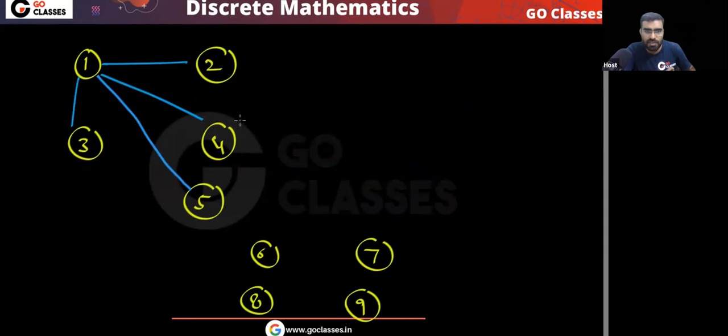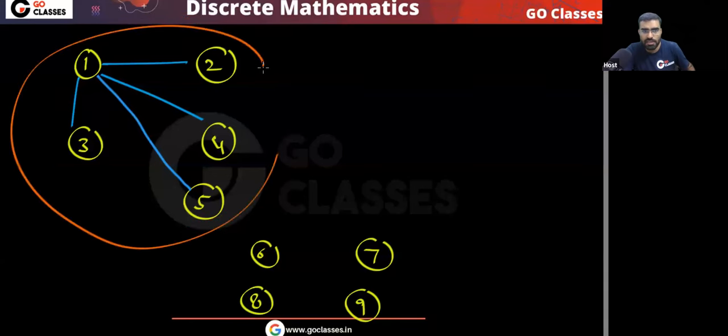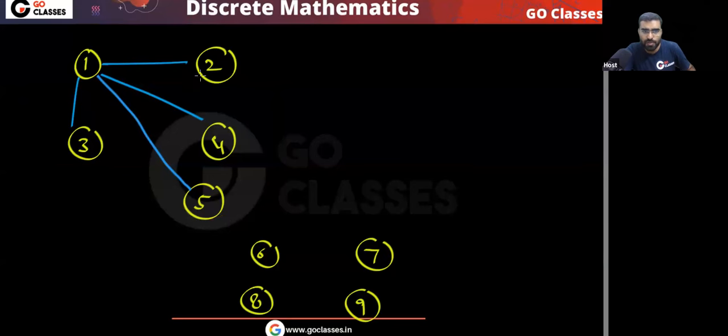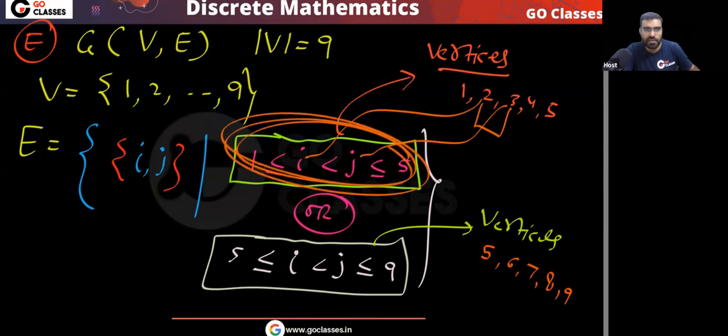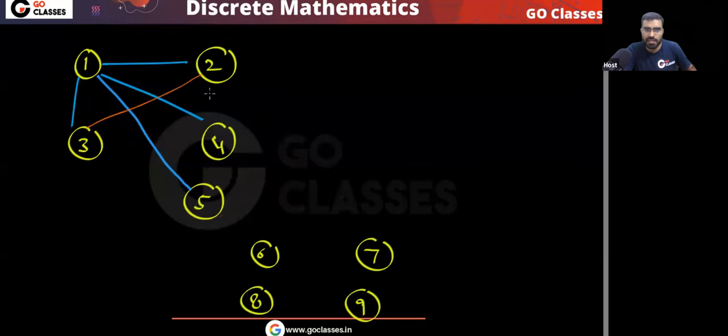Can you notice one thing? Here you are getting a complete graph. Why will 2 be adjacent to 3? Because you can take i equal to 2, j equal to 3, and again this condition is satisfied. So there is an edge between 2, 3. There is an edge between 2, 4, between 2, 5, between 3, 4, between 3, 5, and between 4, 5.